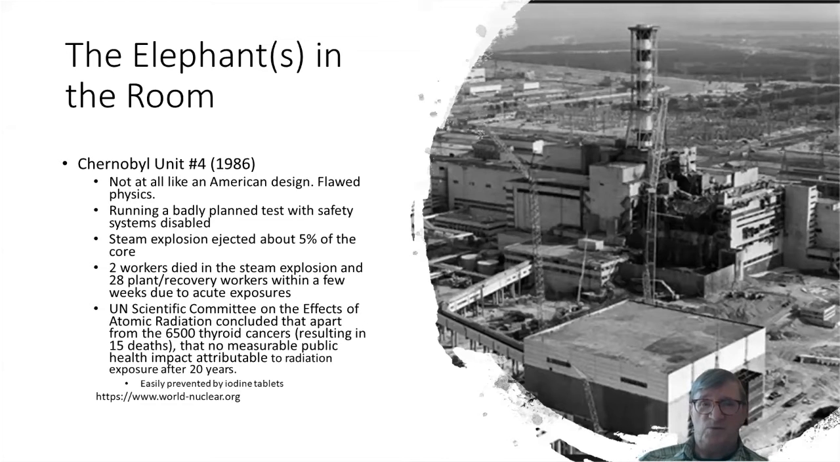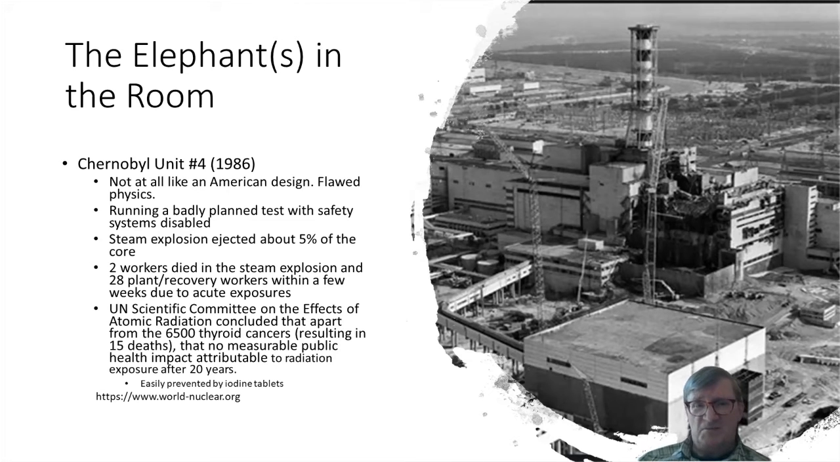Okay, Chernobyl Unit 4 in 1986. The big thing to remember is Chernobyl is nothing like an American plant. It's designed totally differently, has different physics, and it does not have a containment building. It was just kind of a reinforced commercial building. And what they were doing was running a badly planned test. They had the safety systems disabled, and they were running it at night so they could get away with everything they weren't supposed to be doing. Kind of the way the former Soviet Union did a lot of things.